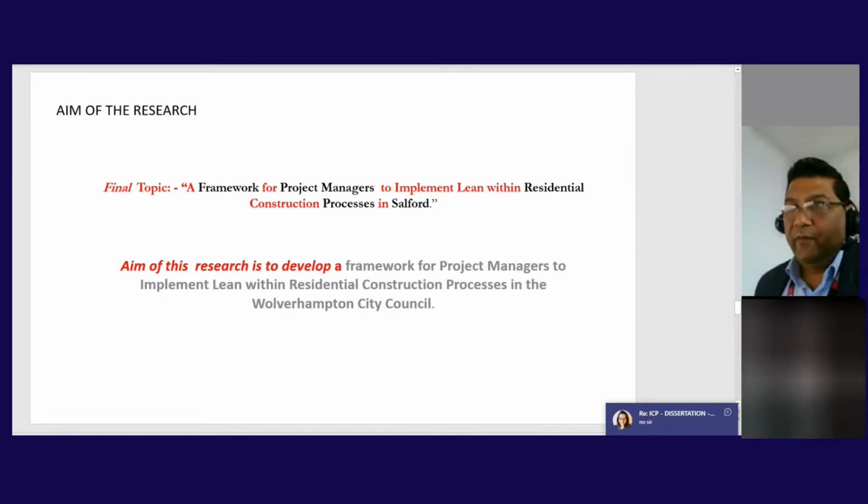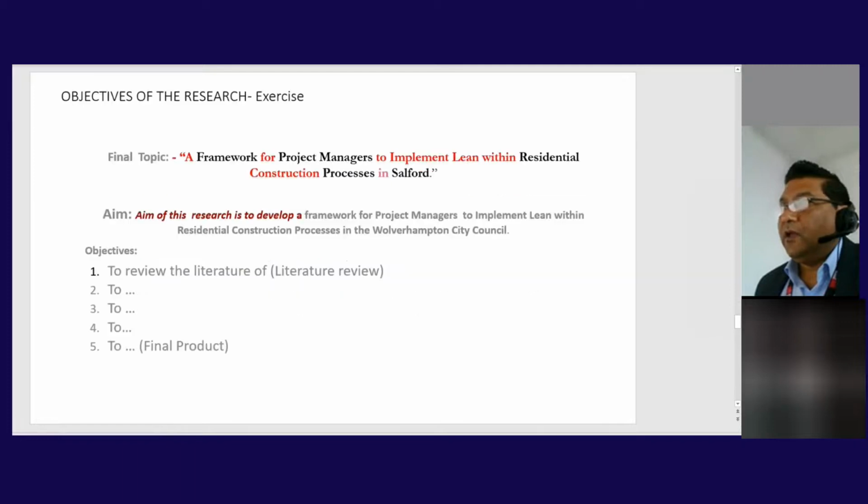Once you got the aim, you need to break it down into objectives. So you got the aim, you are going to break it down into objectives. Now, when you are coming up with the objectives, you need to think about what is going on in the aim. Now you have the final topic, and you have the aim, which is the same as the final topic. Now you can have four to five objectives maximum.